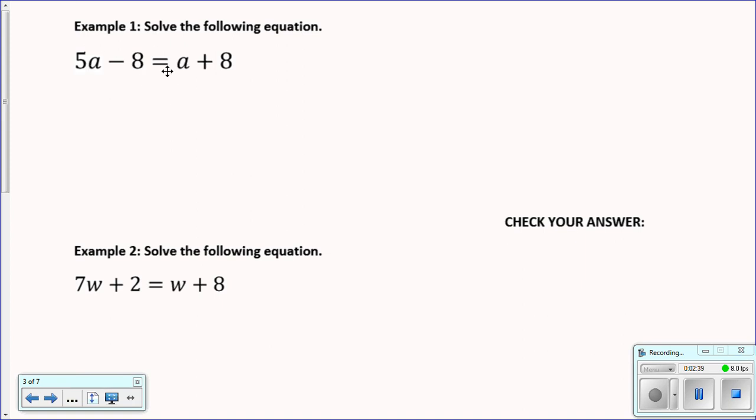So, nothing to distribute, nothing to combine. So we go in, we have to get all our variables on one side of that equal sign, and all the constants on the other side. So, you can go ahead and start. You can either move the constants first, you can move the variables first. It's up to you. It really doesn't matter.